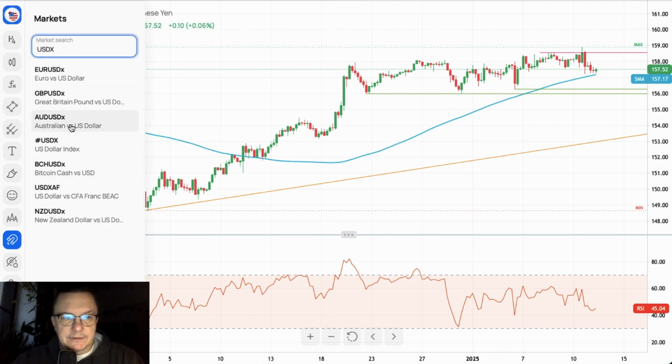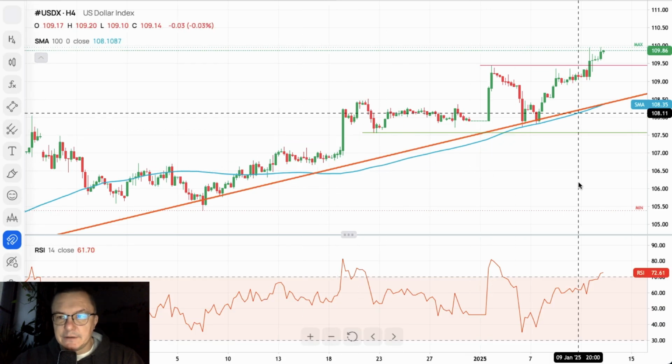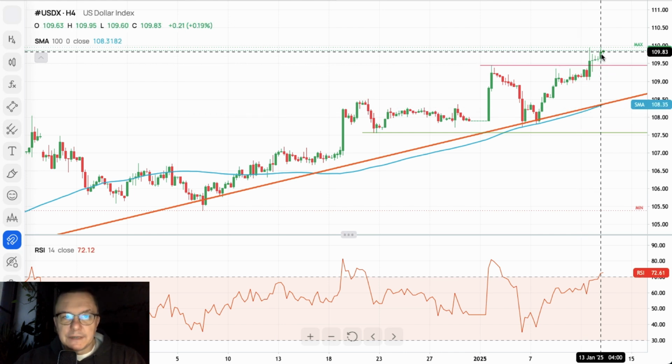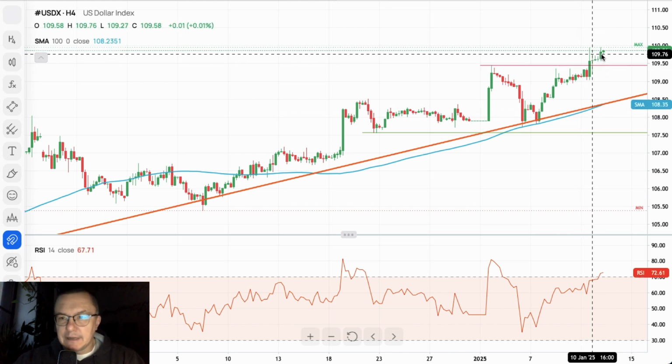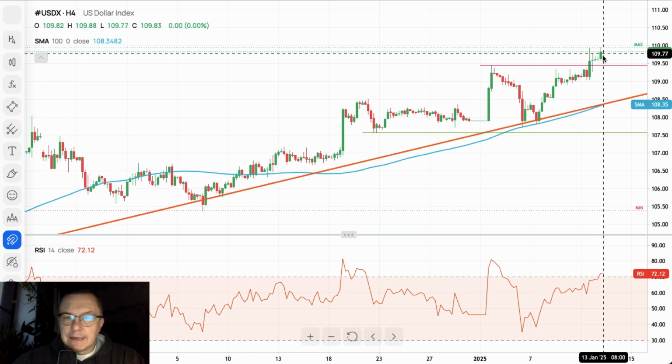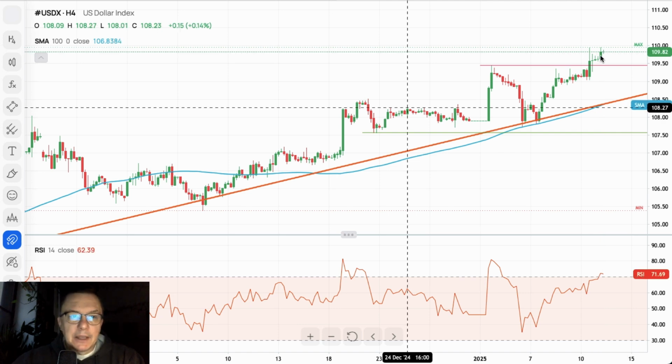Let's take a look at the US dollar index, because if everything is going down like cable and euro dollar, what is the US dollar index doing? And you can see it clearly. US dollar index is moving higher. 109.95 is the local high, and the swing high on the 4-hour chart.